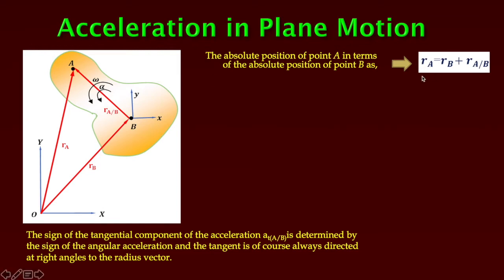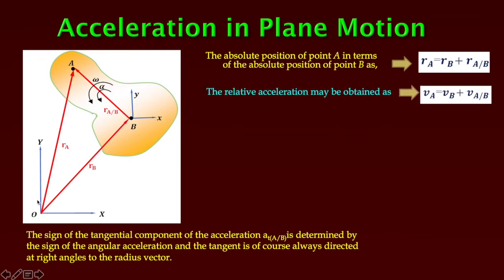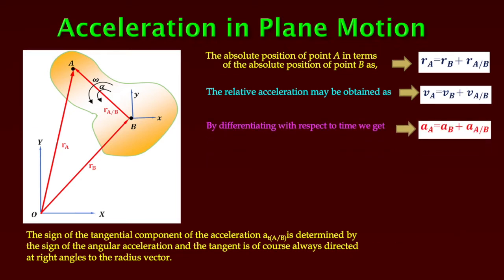Now here we have to derive the equation of linear acceleration. We know the position vector RA can be written as RB plus RAB. This RA is the summation of these vectors from this vector triangle. Now the relative velocity VA equals VB plus VAB. This equation we also proved in last lectures.